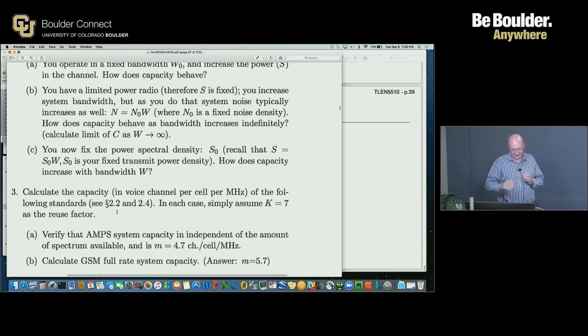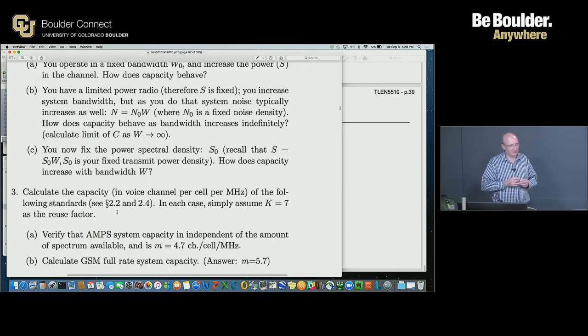So could you get to the answer of A? Yes. Right, for AMPS, you take the amount of spectrum you have, and you know that each call uses a certain channel width given by the AMPS standard of 30 kilohertz, and so you get how many calls per megahertz per cell.